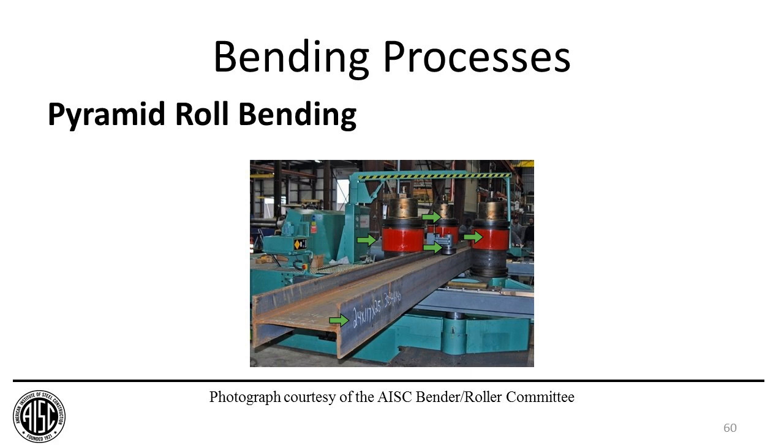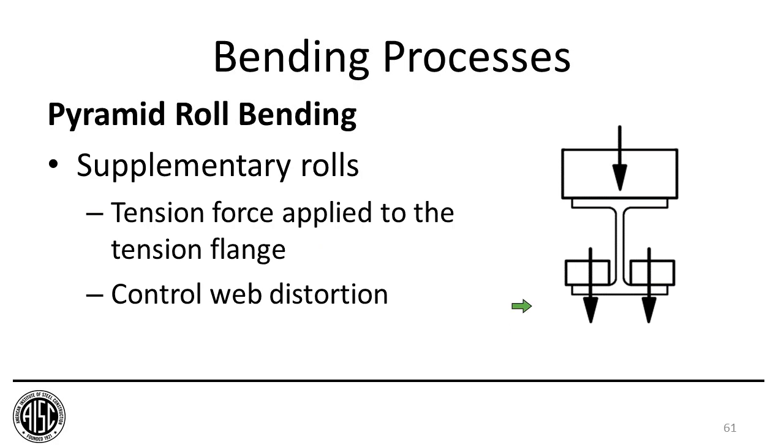And then these supplementary rolls, there's one here, and then there's one that you can't see on the opposite side of the web. All right, so it looks something like this. If you look through, this is the member that's being bent, this is the main roll, and these two are the supplementary rolls. So the supplementary rolls put a tension force on the tension flange. Here's your compression flange, and here's your tension flange. So it puts a tension force on the tension flange to control any web distortion that is caused by this very large compression load that's exerted by the machine onto the curved member. We'll talk a little more about that later.